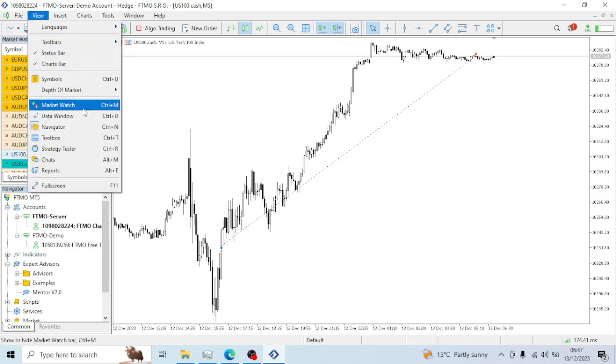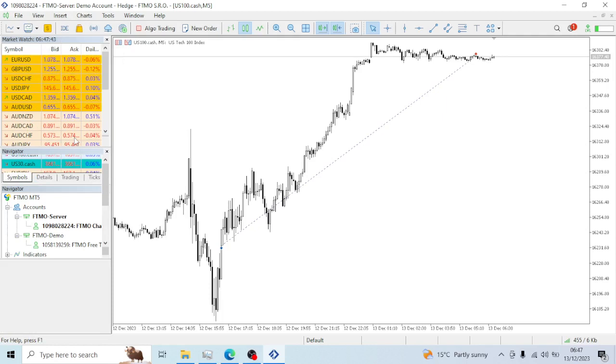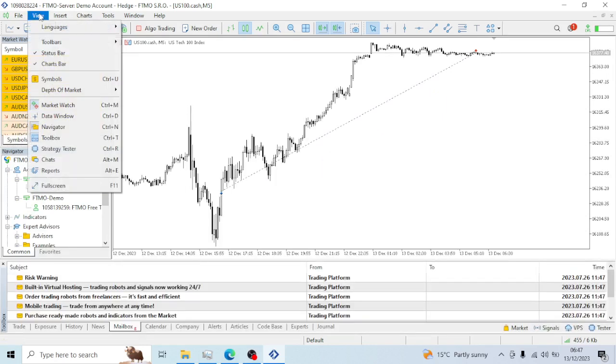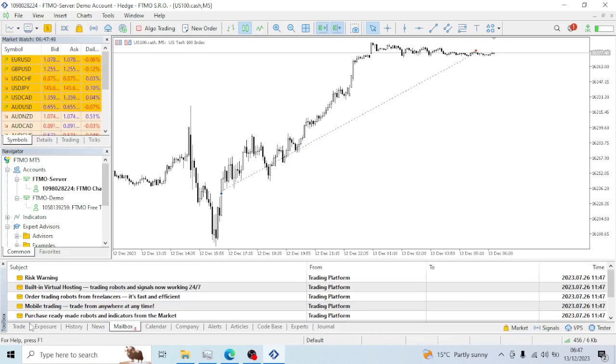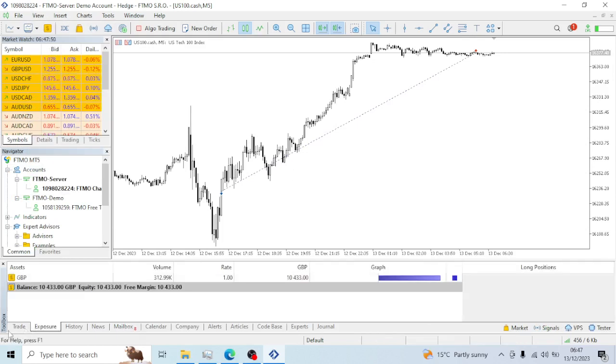Is it the navigator window? The navigator window is already open. Market watch, toolbox. What's the toolbox? I really don't know how to open this thing. Oh, it's the toolbox. That's the name. Where is this thing?